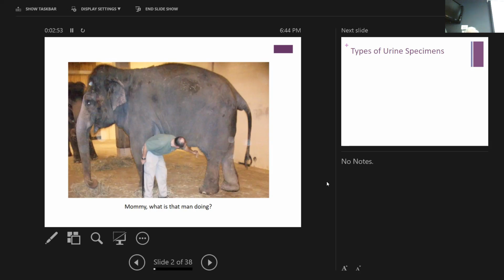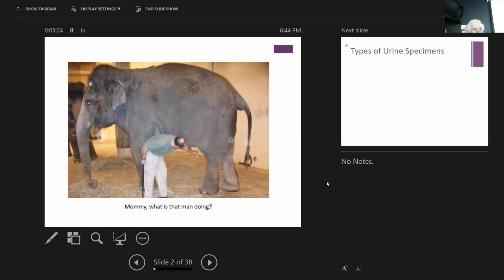medication. So we have a few cartoons in here. This one is from the viewpoint of the elephant calf, wondering what that guy is doing with putting a cup underneath. So a method of collecting a specimen, especially for something as large as an elephant, is to just try to get lucky and catch them when they're urinating.